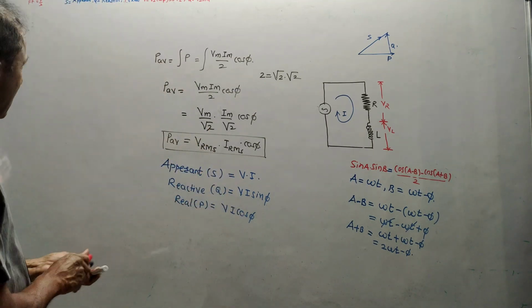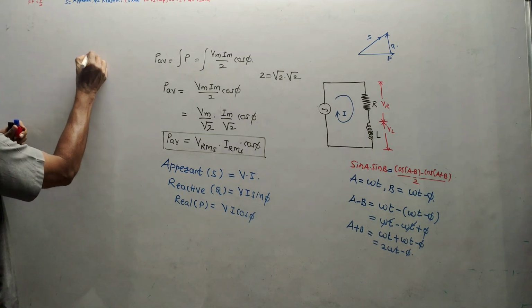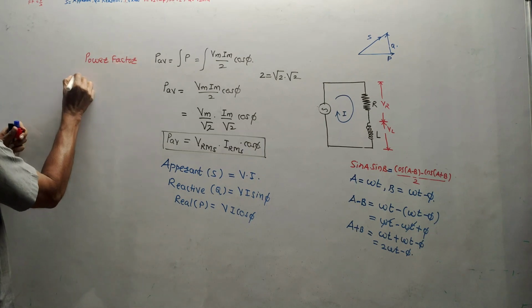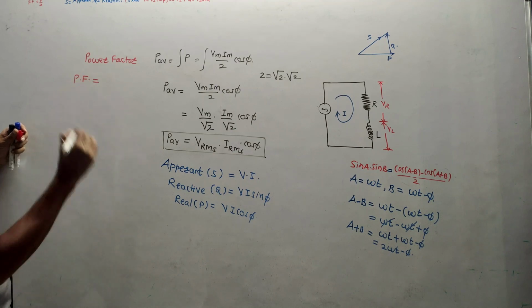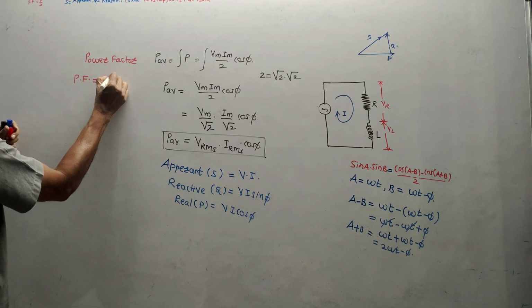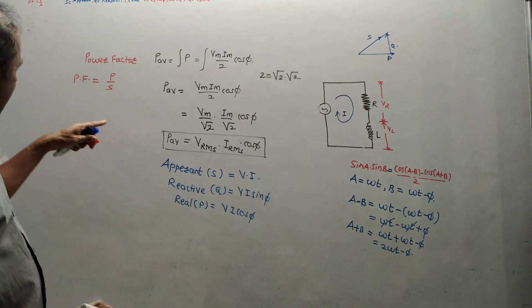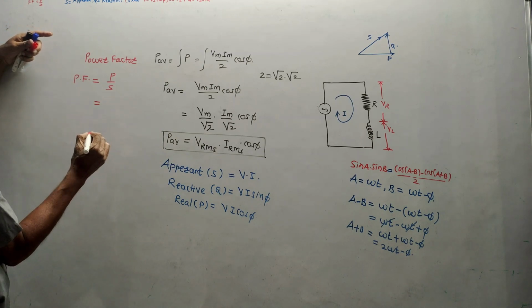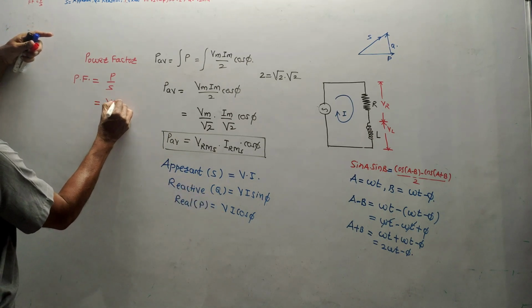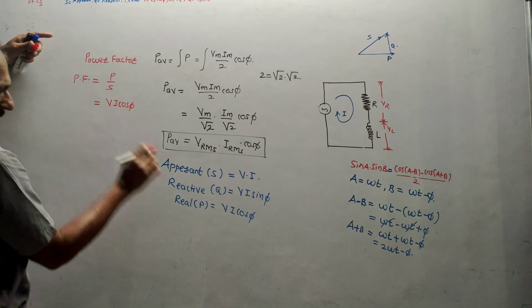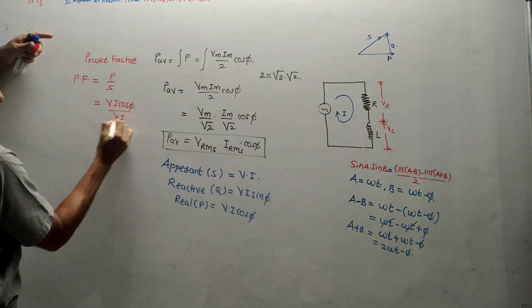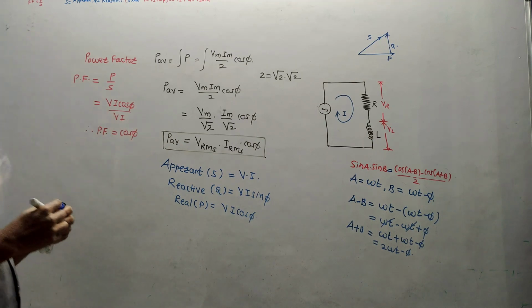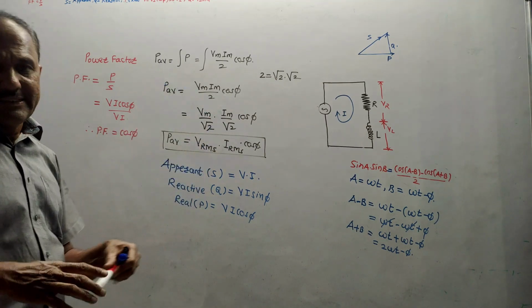Now there is one important term related to this, which is known as power factor. The term power factor is simply denoted by P.F., which is defined as P upon S. Theoretically, it is the ratio of real power to the apparent power. So simply put the values. Value of P is VI cos phi divided by S. Value of S is VI. Therefore power factor is equal to cos phi. This is the equation of power factor for series RL circuit.